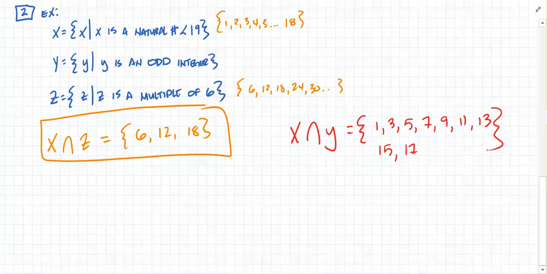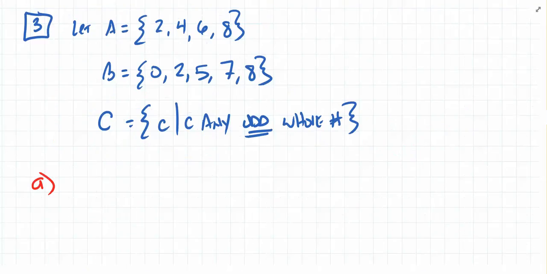So I have three sets defined for you. Set A is going to have elements 2, 4, 6, 8. Set B is going to have elements 0, 2, 5, 7, and 8. And set C will have elements such that it's any odd whole number, such as 5, 11, and so forth, okay? Any odd whole number. Now, A, I'm interested in this. What is A intersect B?